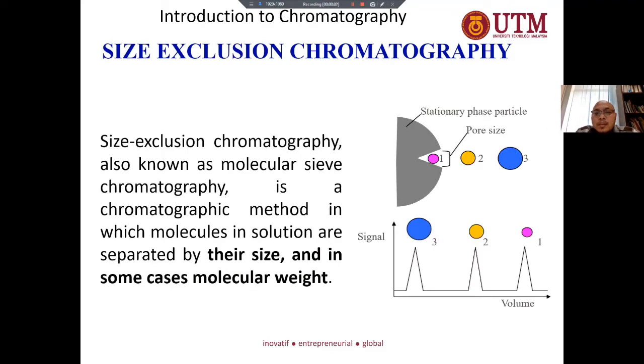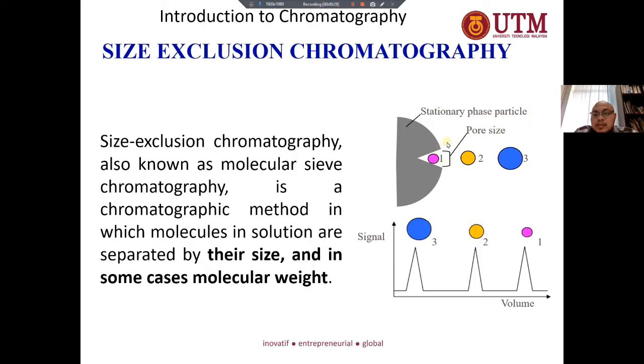Okay, the next one, we have size exclusion chromatography. The other name of size exclusion chromatography we can call molecular sieve chromatography. It's a chromatography method in which molecules in solution are separated by their size, and in some cases, molecular weight.